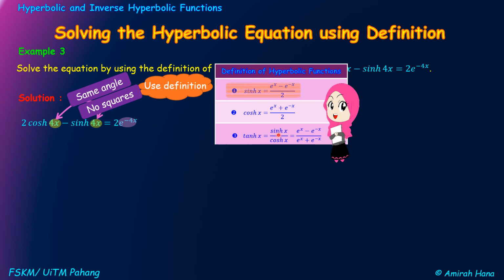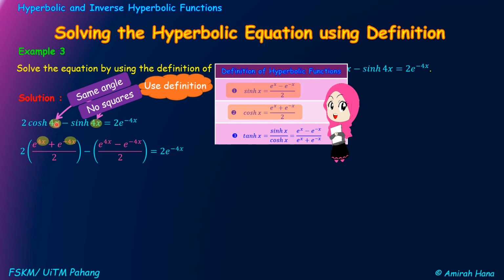Because this is given in terms of the exponential function. Alright? So from the sinh x and cosh x formulas under the definition of hyperbolic functions, we can write 2 times cosh 4x equals e to the power of 4x plus e to the power of negative 4x over 2, minus sinh 4x equals e to the power of 4x minus e to the power of negative 4x over 2, and then equals 2e to the power of negative 4x. We just follow here. Okay?